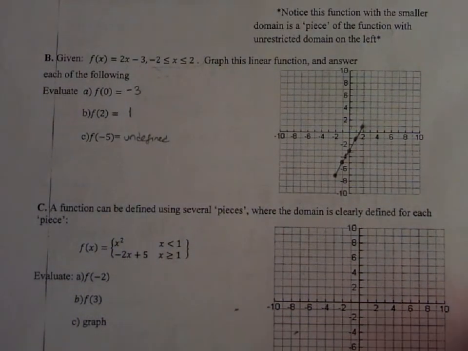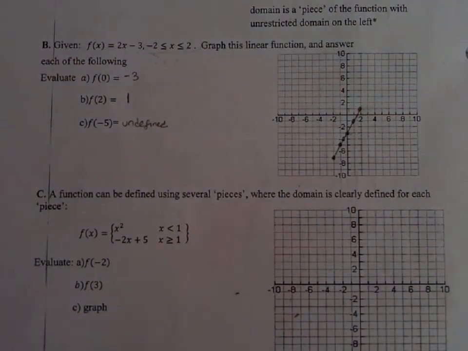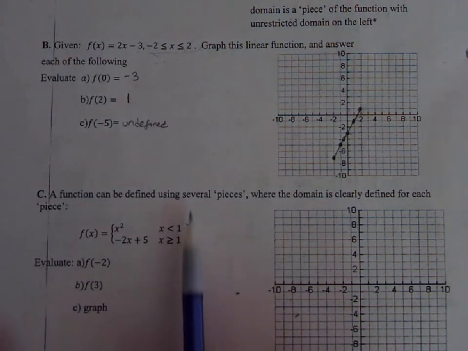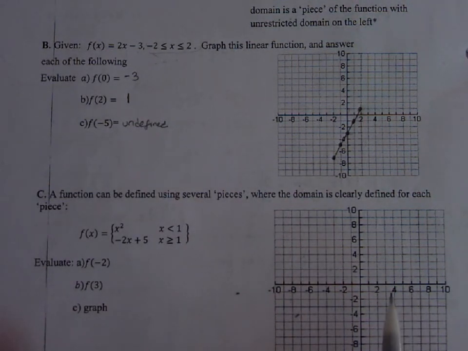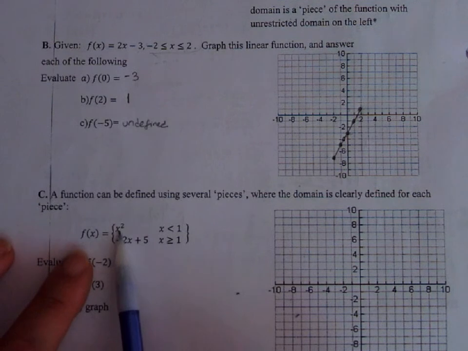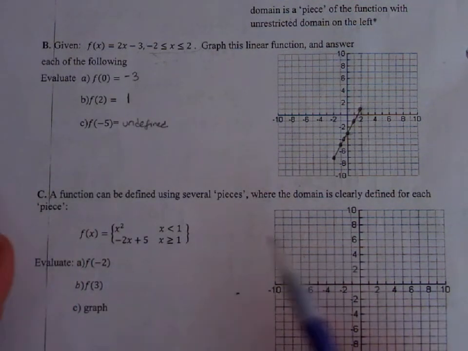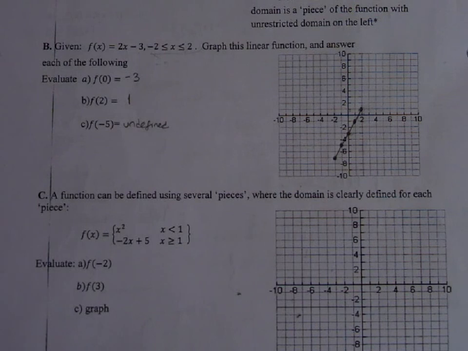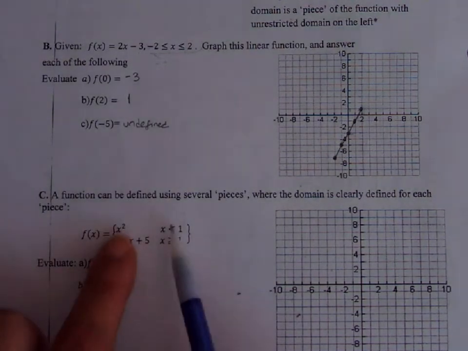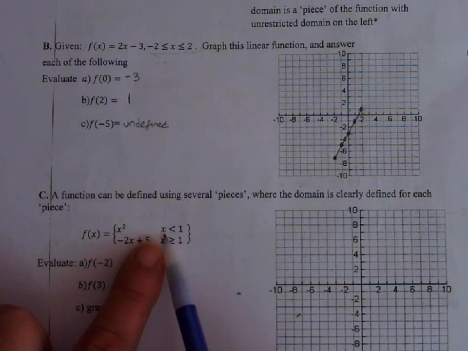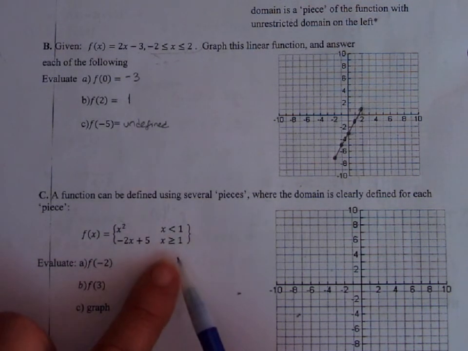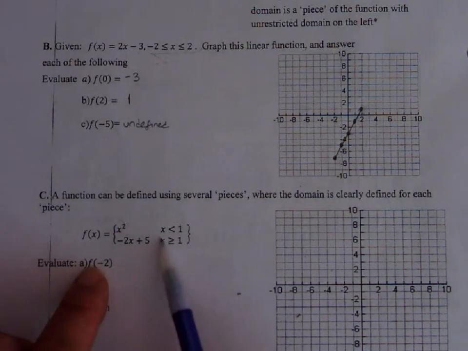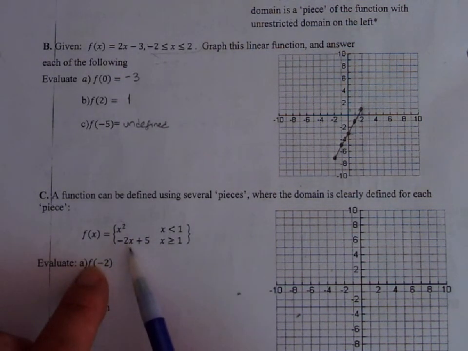Okay, let's look at the next example. A function can be identified using several pieces where the domain is clearly defined for each piece. So let's say this time we have 2 different equations for the same function. Until now, all the functions that you know had only one equation. But look at this one, you have 2 equations. But that's how it goes. When x is less than 1, this is the equation that you are going to use, x squared. When x is greater than or equal to 1, you are going to use the equation negative 2x plus 5. Okay, that's how it goes.